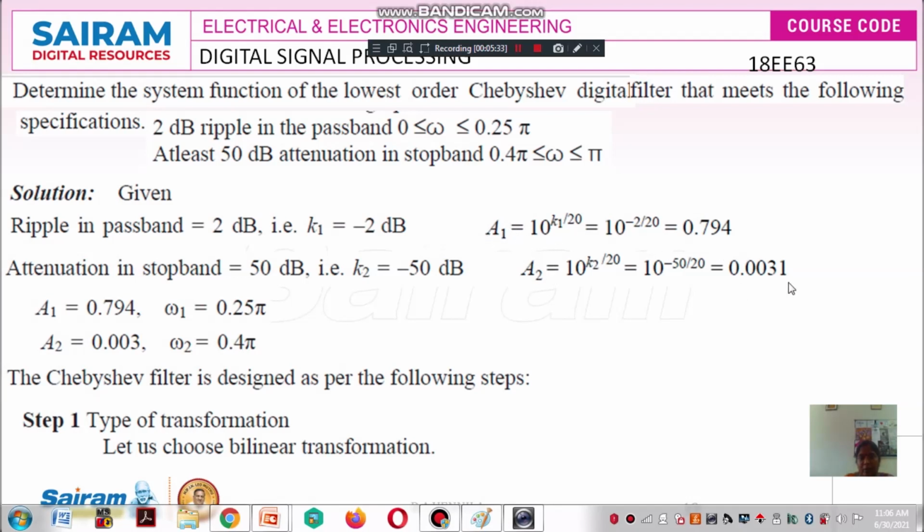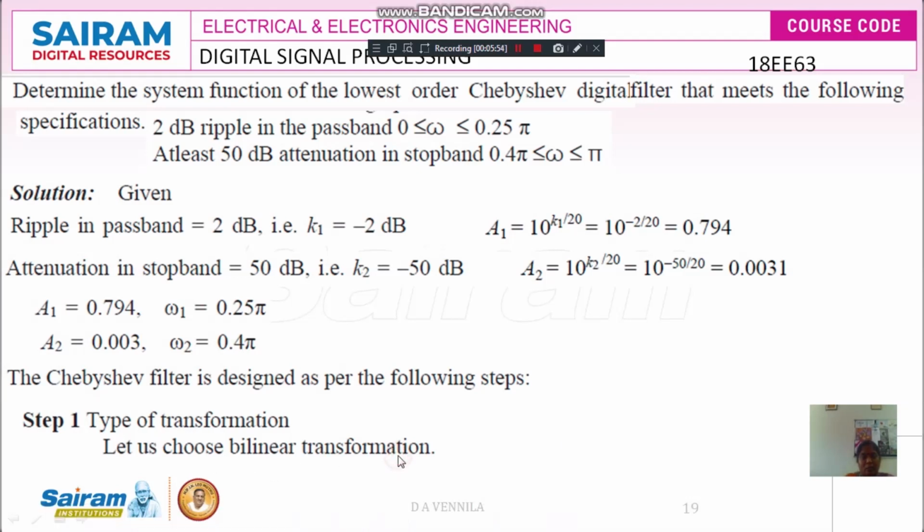This A2 is the gain of your stop band, and this A1 is the gain of pass band. Omega 1 is the cutoff frequency of pass band. Omega 2 is the cutoff frequency of stop band. Now here they have not mentioned which transformation technique you have to use for conversion of analog to digital. So here we are going to choose the bilinear transformation technique.